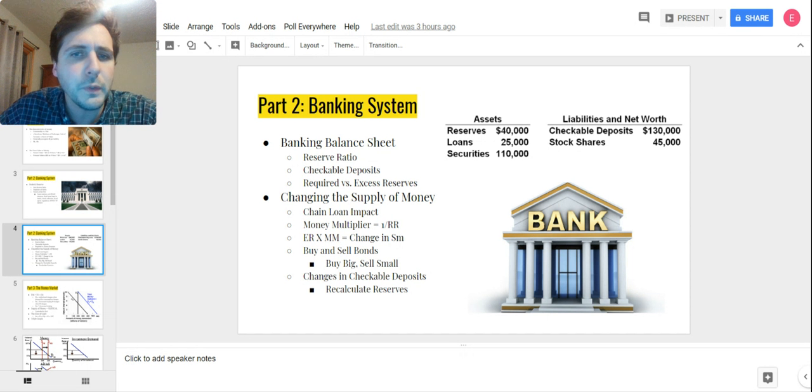So as we go through these, I'm just going to change them over here, and we'll calculate things as we go. So first, you have to understand the banking balance sheet. Understand that assets and the liabilities and net worth are equal, right? So the left side and the right side have to balance every single time. So our checkable deposits over here are considered a liability because they're owed. Remember, liabilities are always owed. Somebody has a claim on them. So they deposited their money there, but I still owe them that money back.